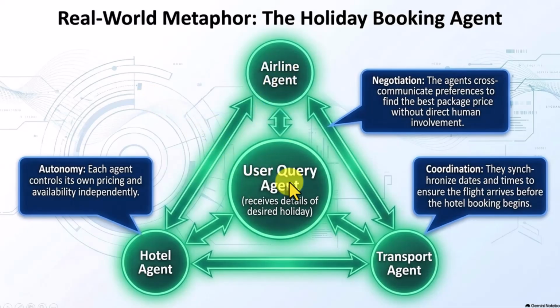The agents cross-communicate preferences to find the best package price without direct human involvement. Simply, I want a detailed holiday description, or things like that. Then each agent works separately and they communicate with each other to find the best possible pricing or result for me. In coordination, they synchronize dates and times to ensure the flight arrives before the hotel booking begins. So they coordinate with each other so that everything works smoothly. That is a real world example, so the multi-agent model works like this.